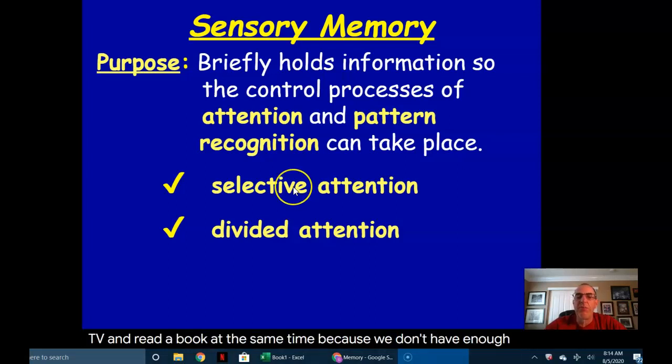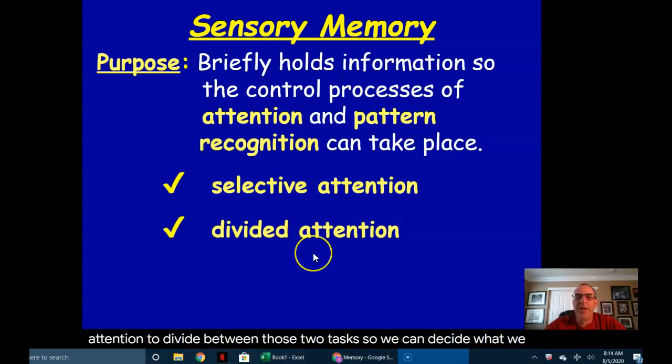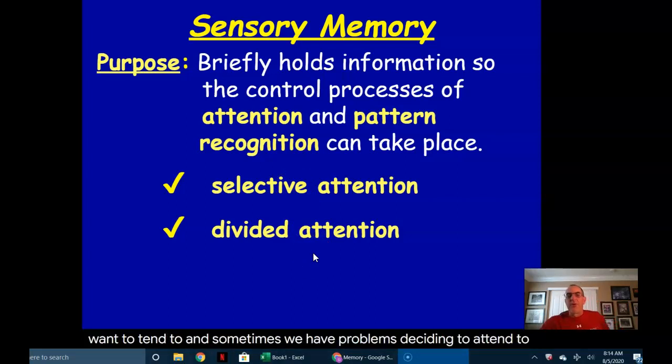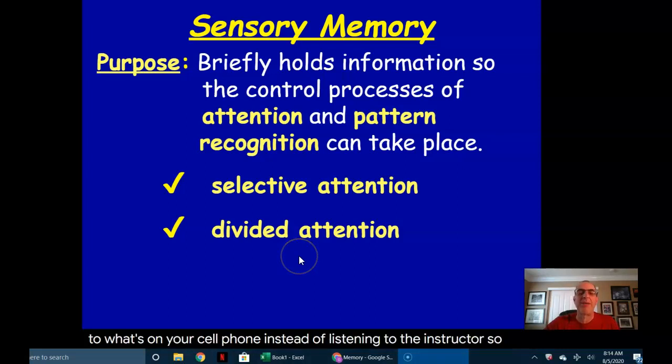So we can decide what we want to attend to, and sometimes we have problems deciding to attend to the right thing. So even though we're not in classes right now, sometimes when you're sitting in class, you may pay attention to people walking outside, you may pay attention to people next to you, you may pay attention to what's on your cell phone instead of listening to the instructor. So that's what we mean by selective attention.